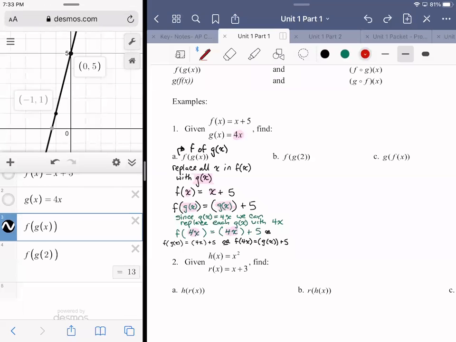So in slope-intercept form, y equals mx plus b, the slope with the m would be 4 and the b would be 5, which is exactly what we came up with algebraically. All right, so you get this is equal to 13.